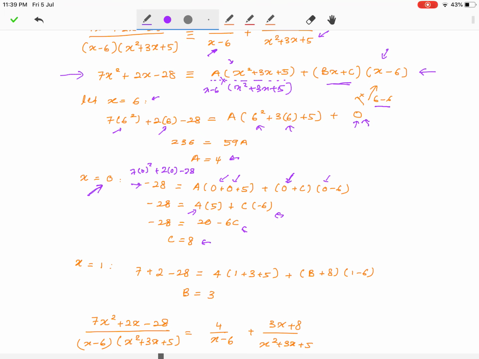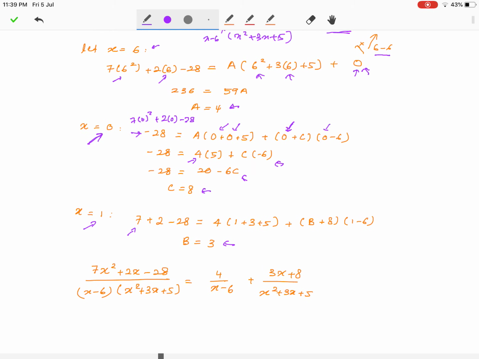So again, after you find that, you substitute the next value of x. You can put 1, 2, or 3. 1 is easier because everything just gets multiplied and becomes itself. So 7x squared, with x being 1, you have 7. You do that, then you will get B equals 3. So there you go. Now you just substitute your values back into the form, so you have that.